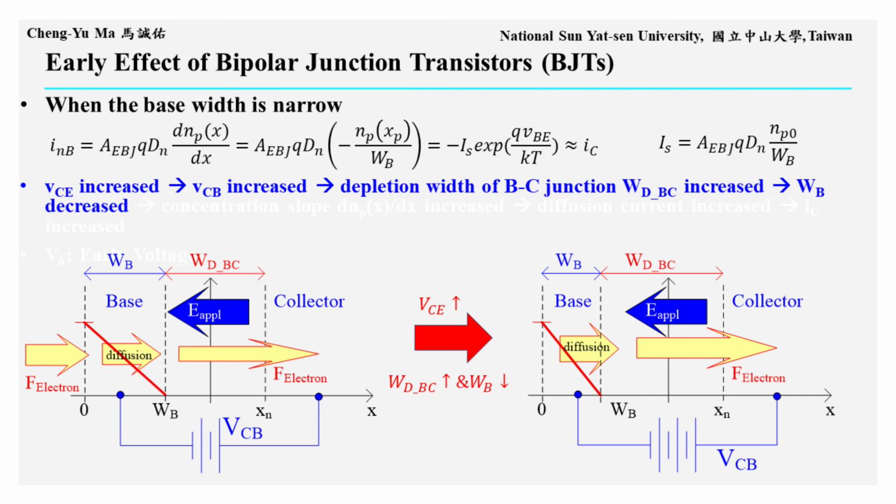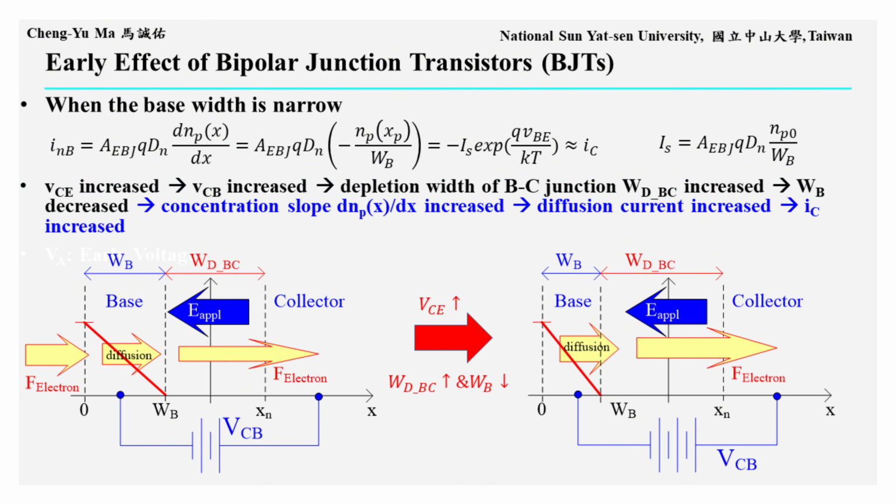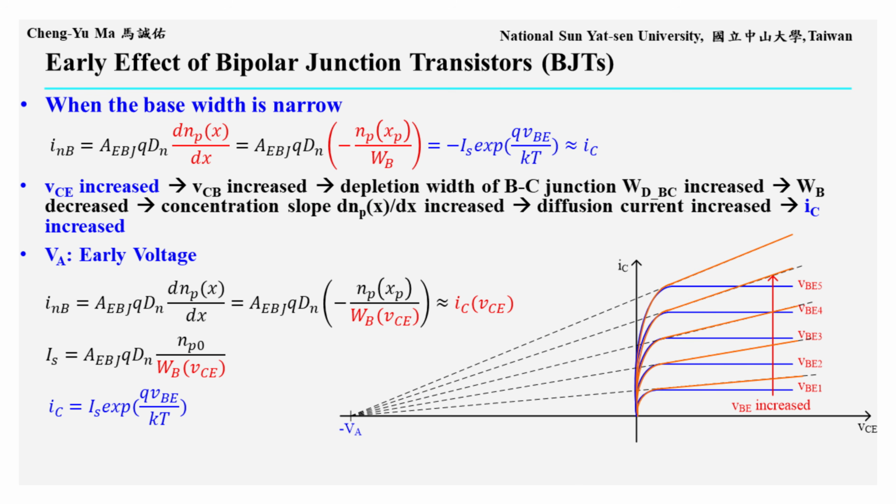However, when the base region is already very narrow, the increase in VCB caused by a higher VCE makes the BC junction depletion region wider. As a result, the neutral base width becomes narrower, as shown in the figure. Once WB becomes narrower, the concentration gradient in the base region becomes steeper. A steeper concentration gradient increases the diffusion current, and this finally increases the collector current, IC. Therefore, when a BJT has a very narrow base region, its collector current in active mode becomes related to VCE. A larger VCE causes a larger increase in IC.